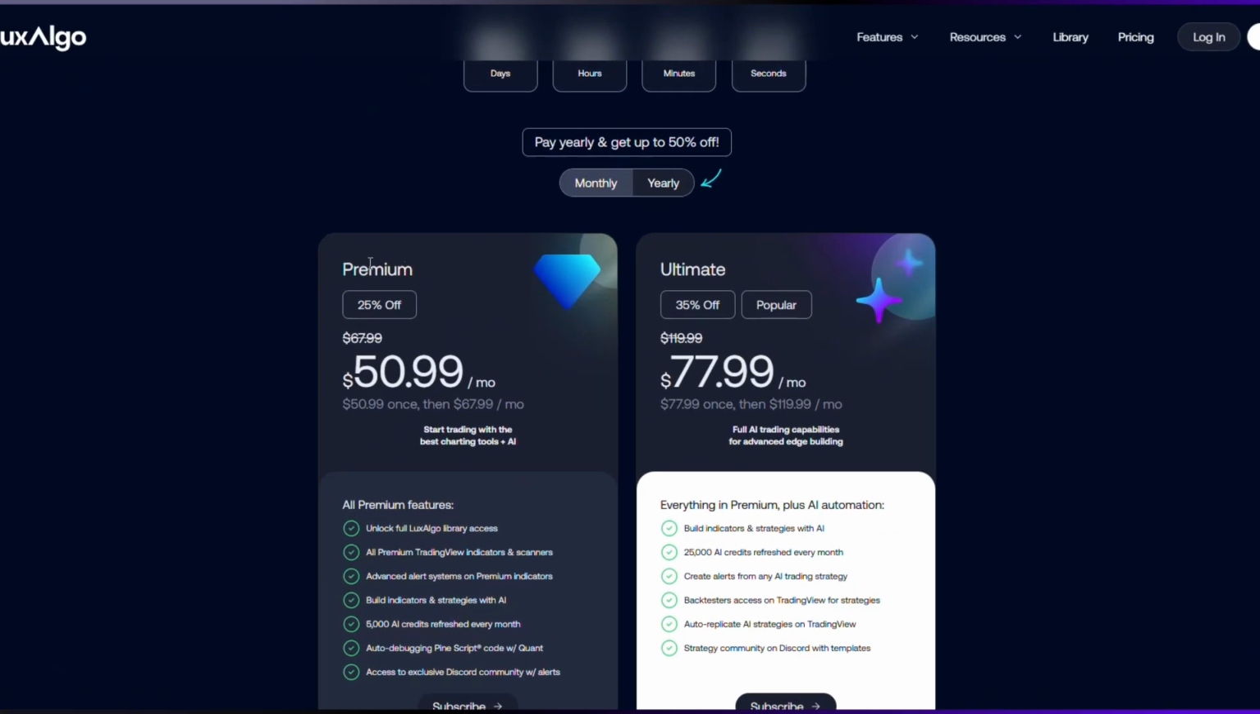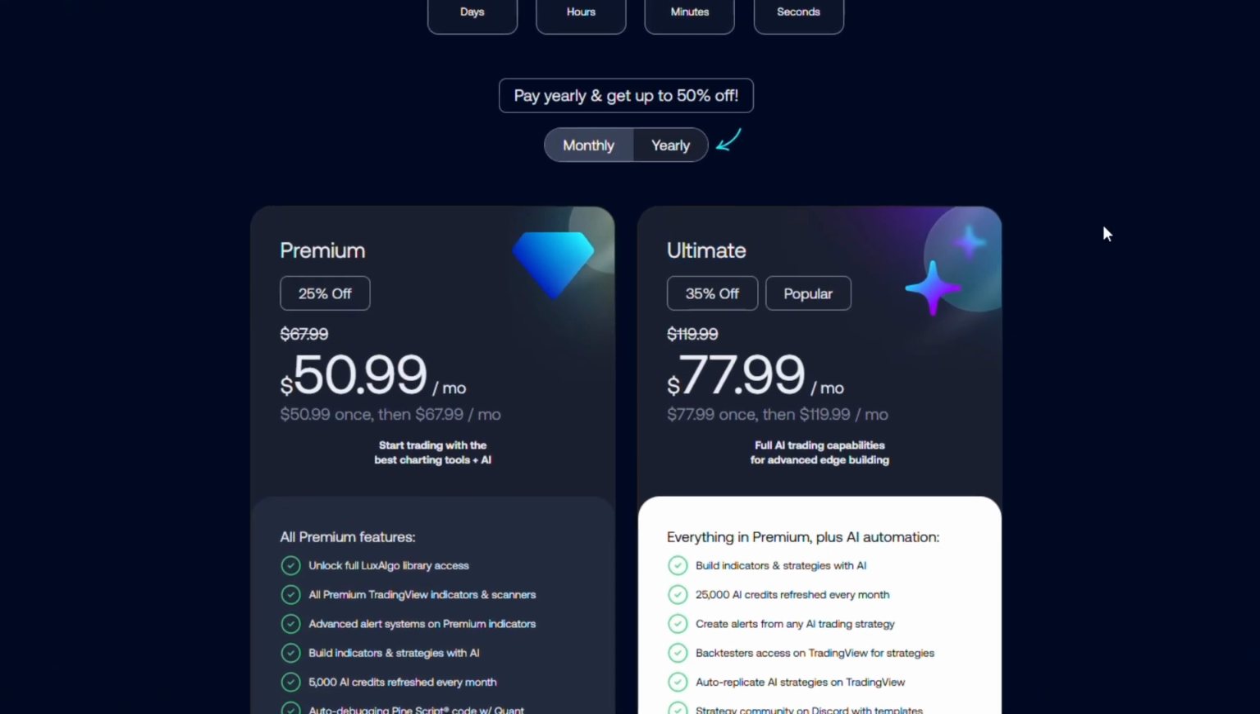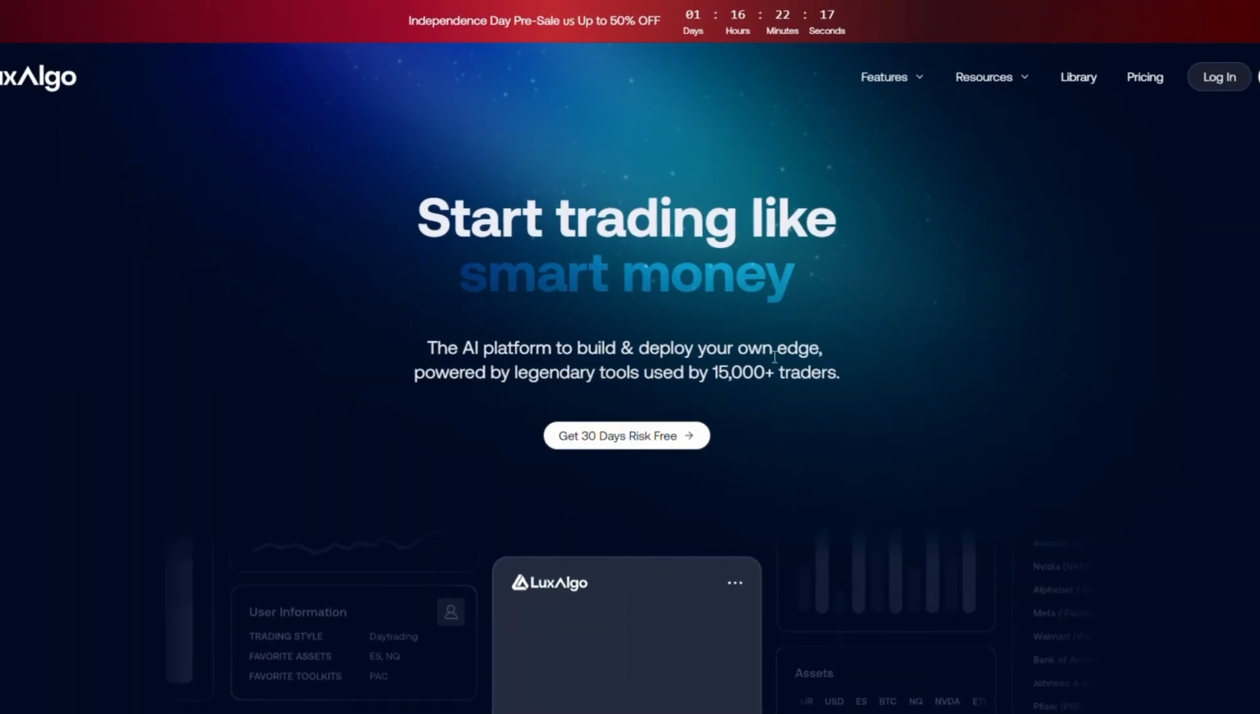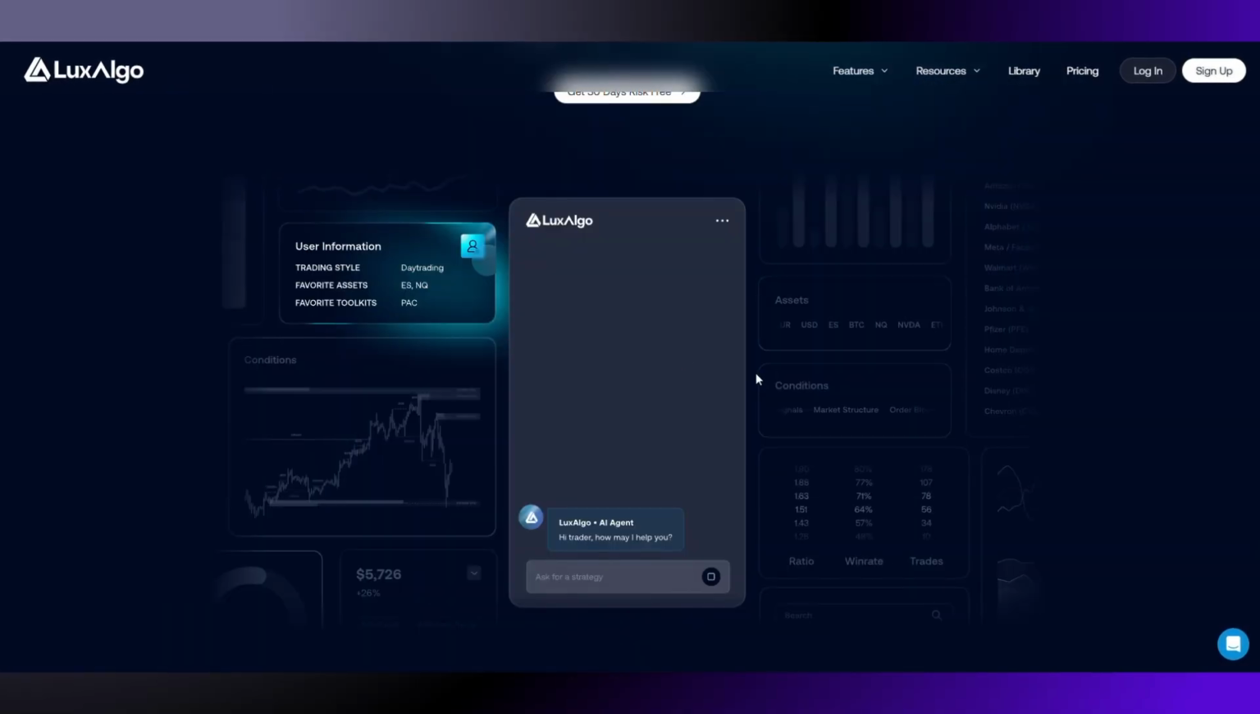If you're choosing between LuxAlgo Premium and Ultimate, this isn't just plan versus plan. It's trading indicators versus AI power strategy building. So which plan is actually better?